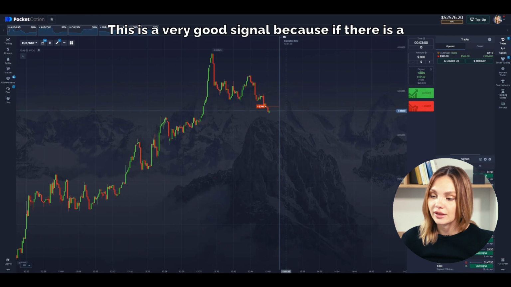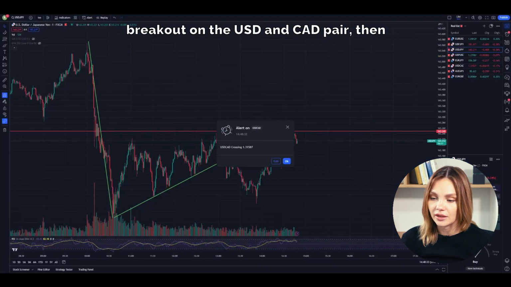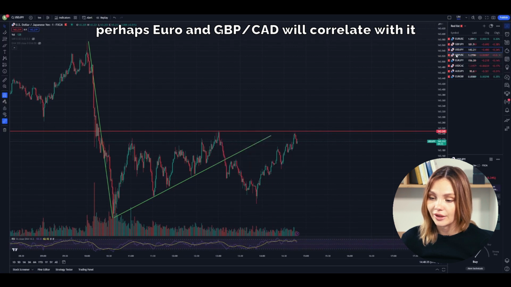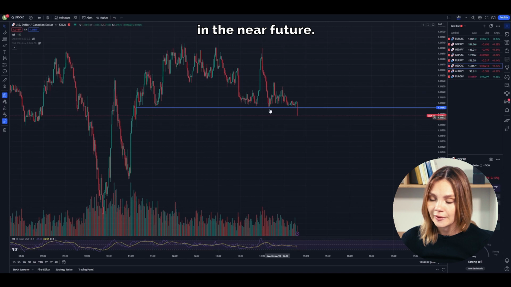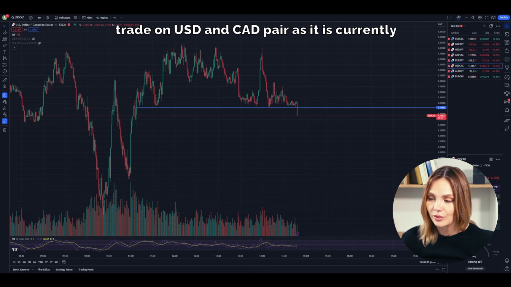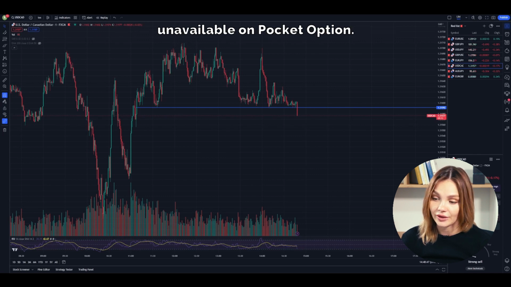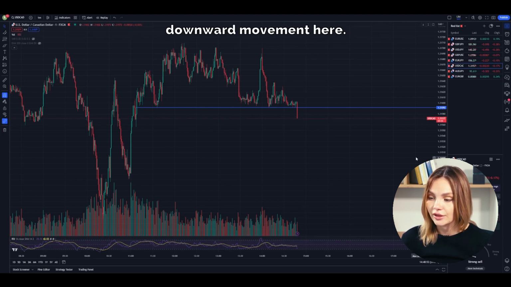This is a very good signal because if there is a breakout on the USD and CAD pair, then perhaps the Euro and Great British Pound currency pair will correlate with it in the near future. Unfortunately, I won't be able to enter a trade on USD and CAD pair as it is currently unavailable on Pocket Option. However, there is plenty of potential for downward movement here.